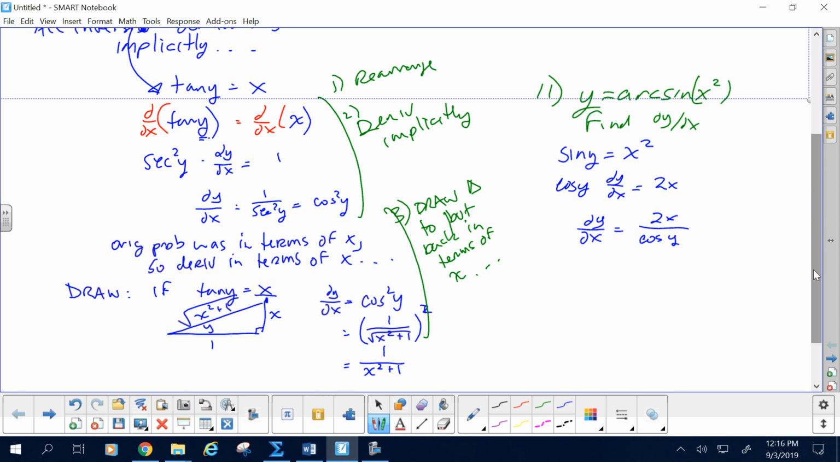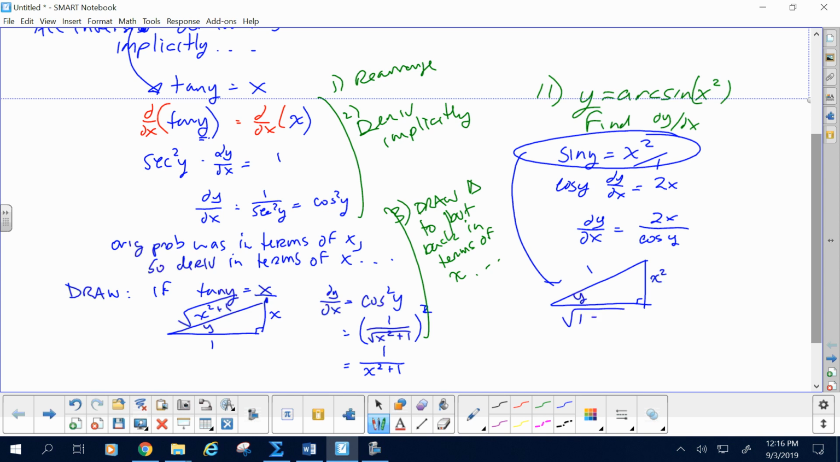Now, we need to draw the triangle. You don't draw the triangle based on cosine of y, you draw the triangle based on the original rearranged. So y is the angle, and x squared is a side, or x squared over 1 is a side ratio. What sides? X squared is opposite, and the hypotenuse is 1, which makes the adjacent side what? The square root of 1 minus x squared, okay?